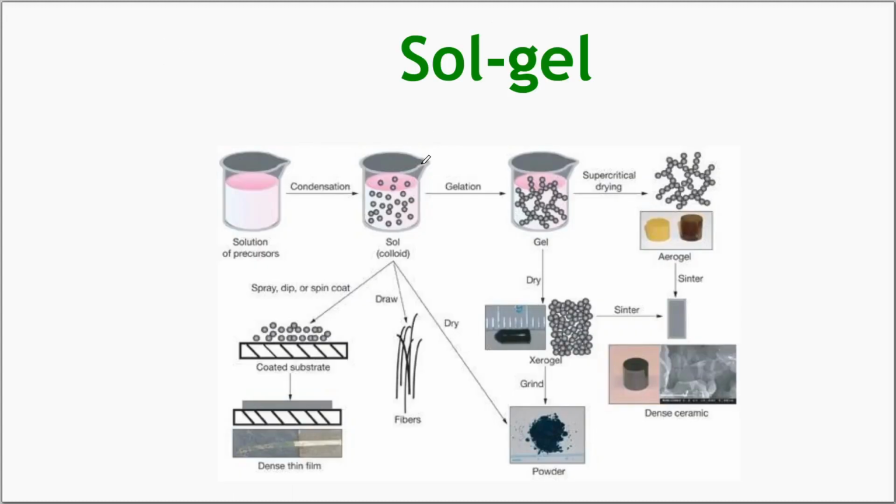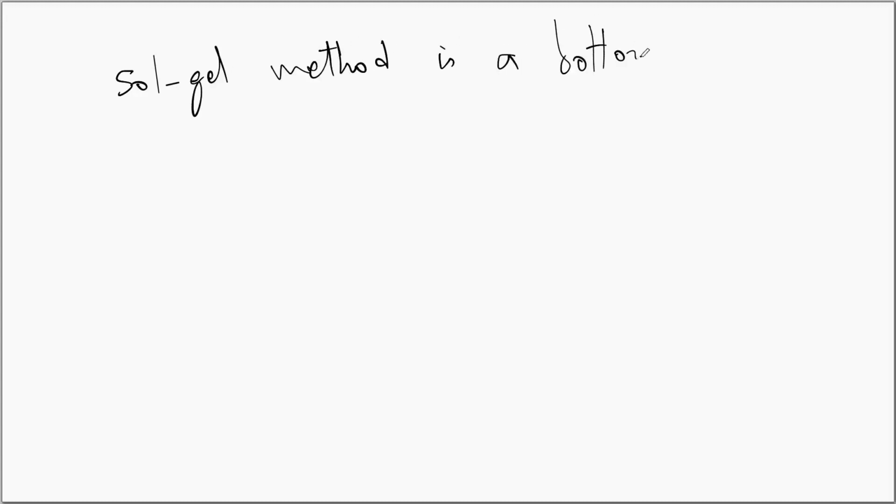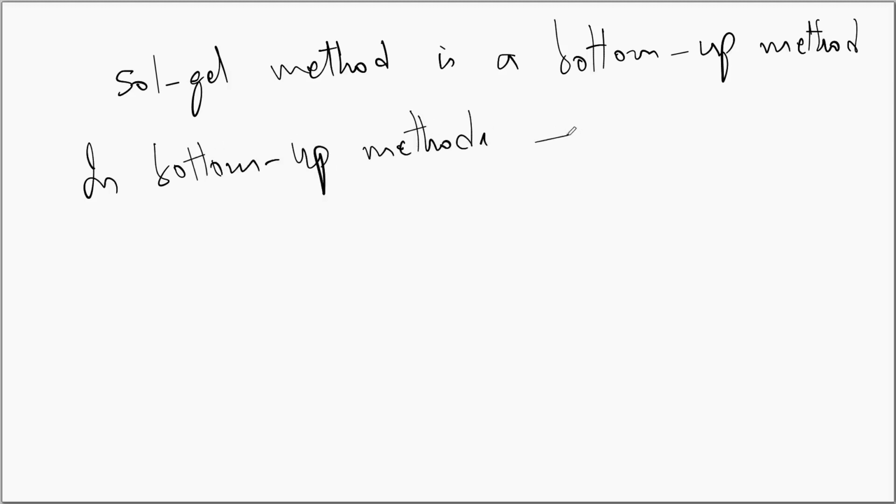Now we shall discuss the sol gel method. The sol gel method is a bottom-up method. It is a bottom-up synthesizing method. In the bottom-up methods, we start with atoms, molecules. The bottom-up methods involve atom by atom, molecule by molecule, or cluster by cluster manipulation for synthesis of nanostructures.